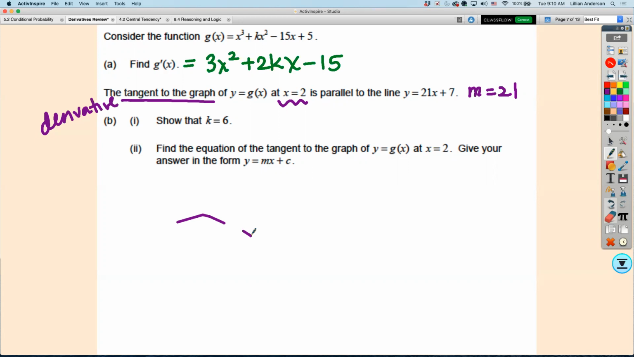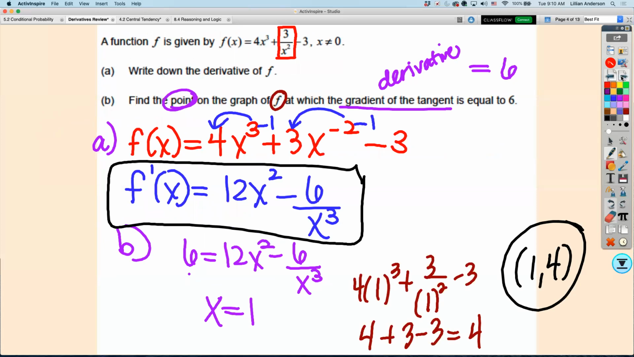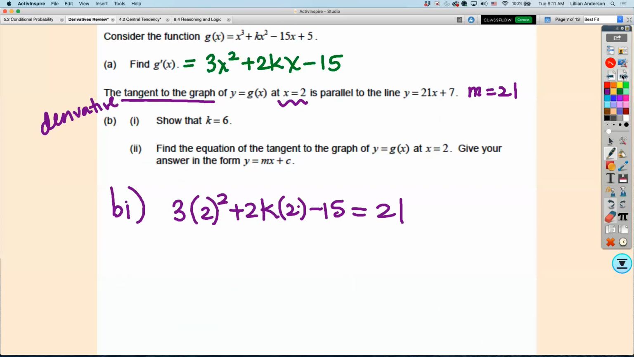So that means the derivative, which I know already, when x is equal to 2, so I can plug in 2 for x, is going to equal 21. So I can set it up in that fashion. The derivative, so for B(i), to show that K is equal to 6, the derivative when x is 2 is equal to 21. And that's exactly how we would set it up to show that K is going to be 6. So again, tangent to the graph, the wording from that other problem, gradient of the tangent, they all mean derivative, okay?